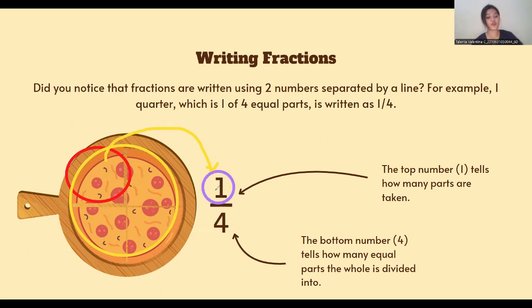This is the numerator. The numerator is the number on the top. It tells how many parts are taken. The second is the denominator, the number on the bottom. It tells how many equal parts there are.